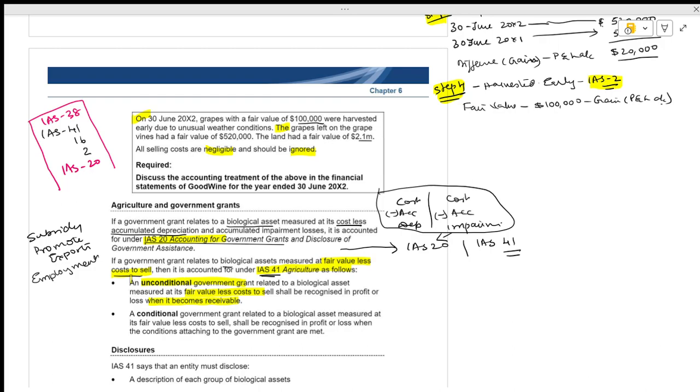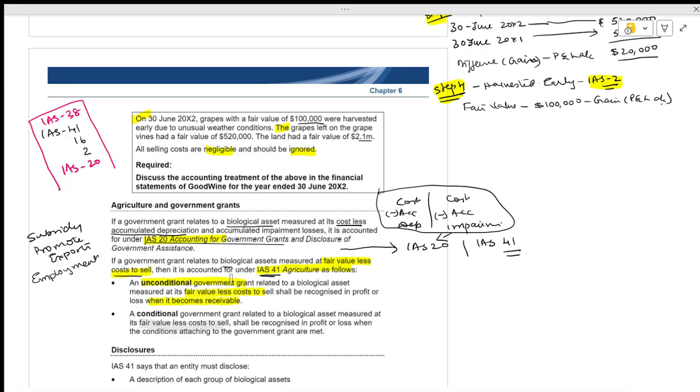Is that when it becomes receivable? That is an unconditional way when it is going to be treated. A conditional government grant is related to being measured at fair value. Sometimes there is an unconditional grant. When there is an unconditional grant, you have to recognize it in the profit and loss account when it becomes received, meaning when you are actually receiving that amount.